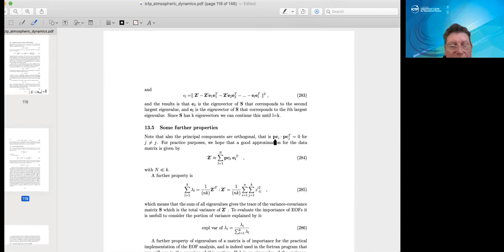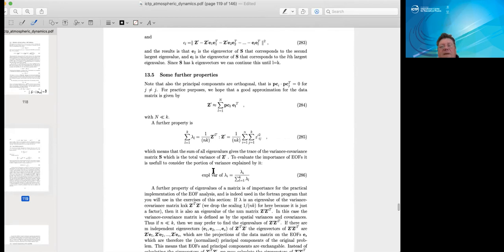But what we hope really is that we can express most of our data already with a sum that is much smaller than the number of our grid points. So maybe we are lucky and we can express 90%, let's say, of our data already with 10 of these. So instead of 10,000, which is the number of grid points, maybe we can have 10 or just a few. Then we are very lucky.